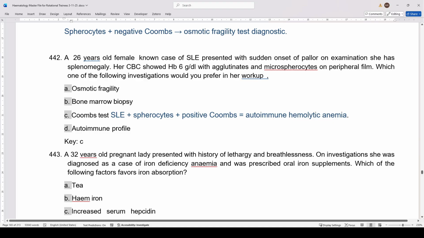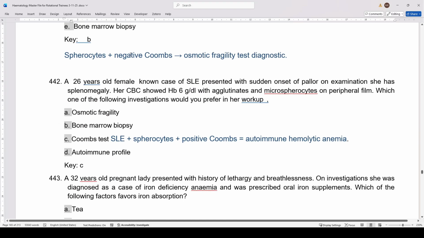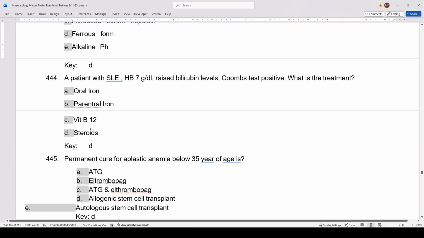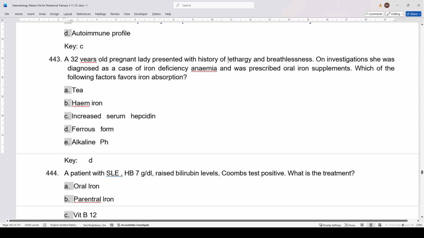Okay, so this patient has SLE, an autoimmune disease, so it can be a case of autoimmune hemolytic anemia. In autoimmune hemolytic anemia also we have microspherocytes, we have agglutinates. Okay, so which test will we do? Here they have already given the Coombs test option. So we have to differentiate: when there are microspherocytes, we have to differentiate whether it is autoimmune or non-autoimmune. So we will go for the Coombs test. The Coombs test will come out positive in case of autoimmune hemolytic anemia. Next is a 32 years old pregnant lady presented with history of lethargy and breathlessness.